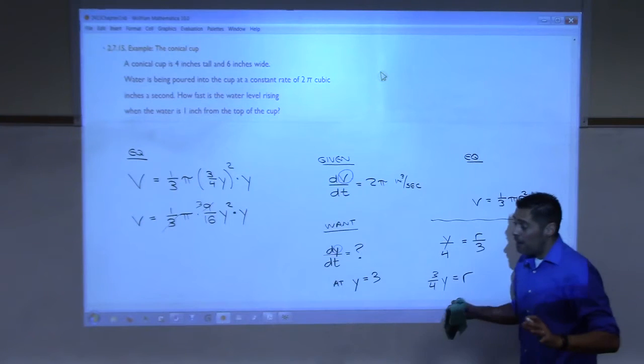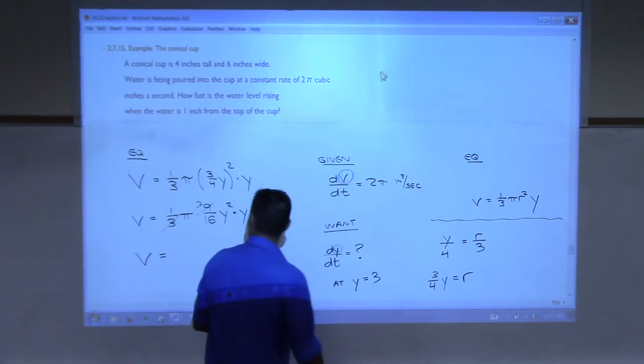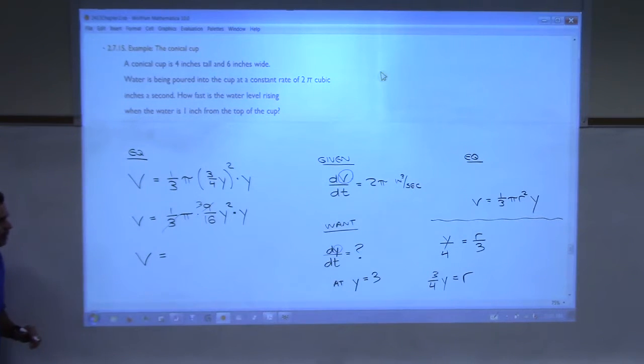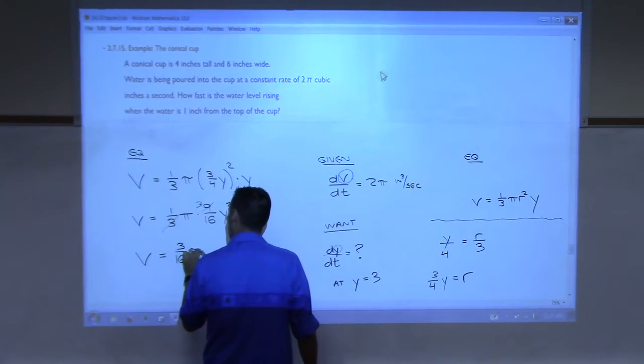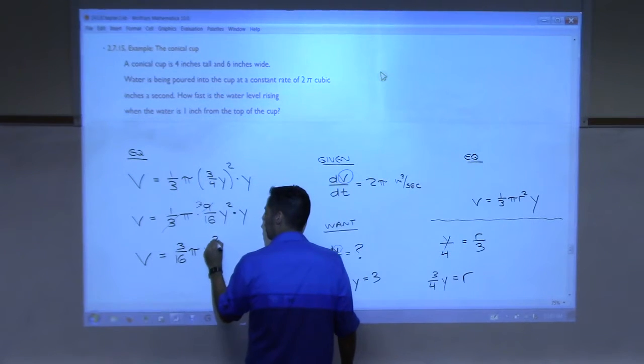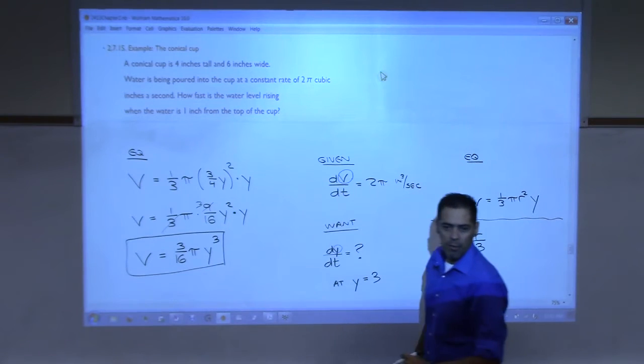So my final version of this is going to be v equals, what? Pi times 3/16. I'm going to write it the other way. I'm going to go 3/16 pi y cubed, right? That's my formula.